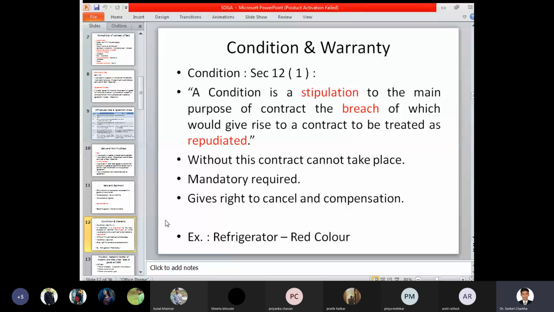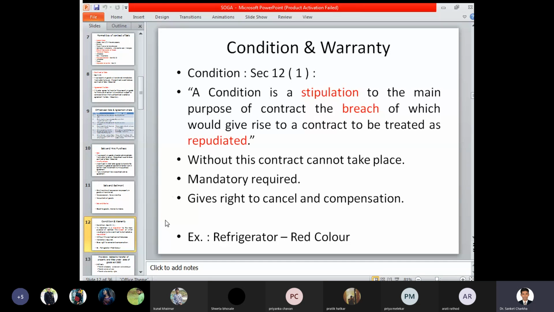Now, breach of contract, you have already studied in terms of the Indian Contract Act, that is the last perspective, at the time of performance of the contract. The contract may not be performed based on the breach of contract. So, if a breach of contract arises, from those perspectives we can come to the conclusion that a condition exists. So, the breach of which would give rise to the contract being treated as repudiated.